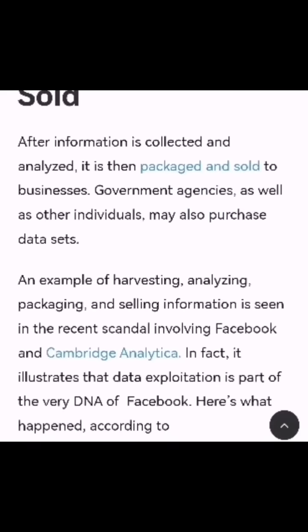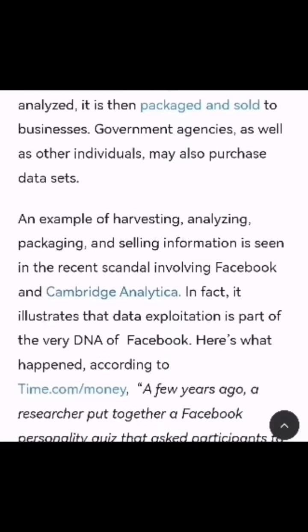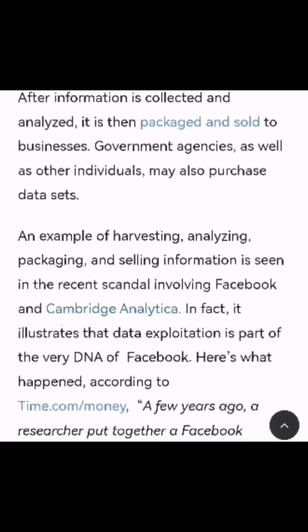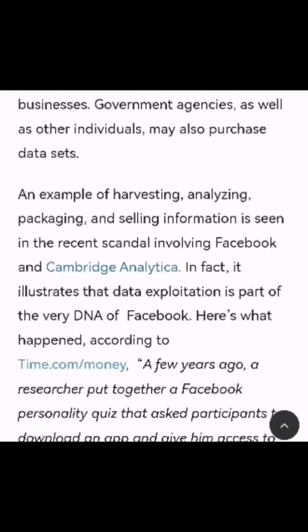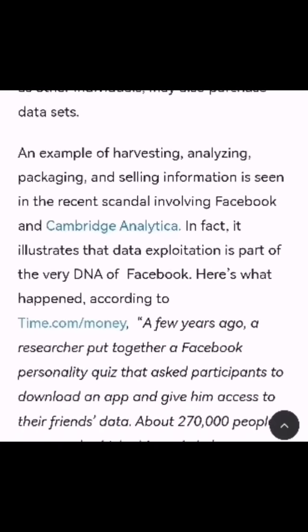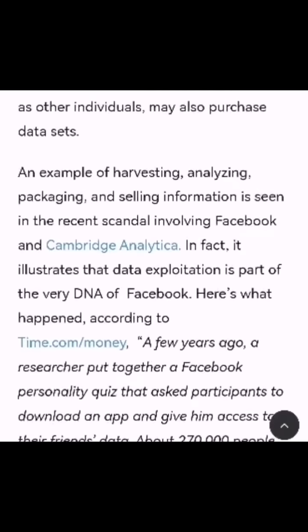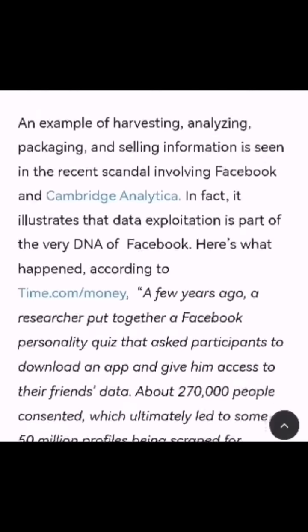Packaged and sold. After information is collected and analyzed, it is then packaged and sold to businesses and government agencies, and other individuals may also purchase data sets.